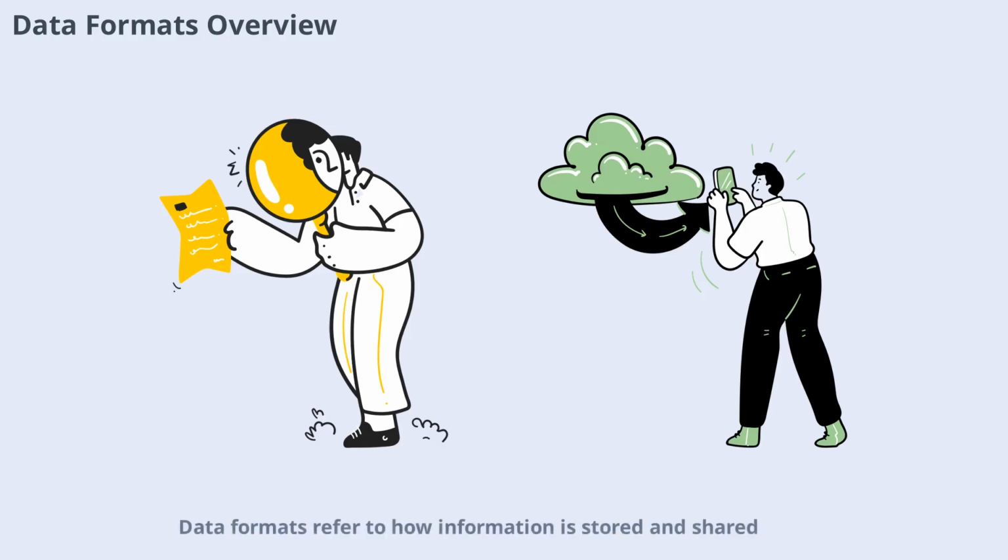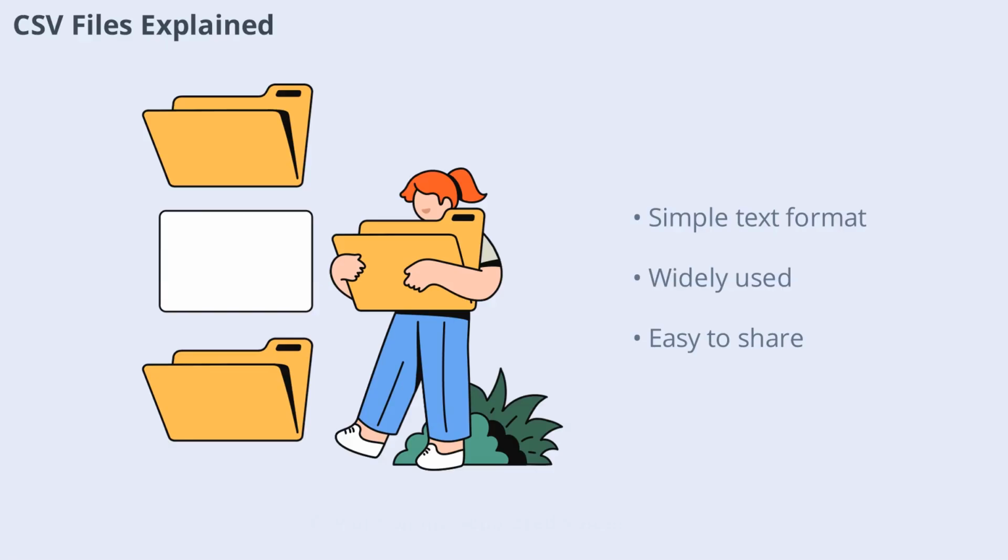Now that we've covered data types, let's talk about data formats. Data formats refer to how information is stored and shared. The format you choose can affect how easily you can access, analyze, and share your data. Common formats include CSV, Excel, and JSON. Each has its own strengths and is suited for different tasks. Understanding data formats helps you select the right tools and methods for your analysis, making your workflow smoother and more efficient.